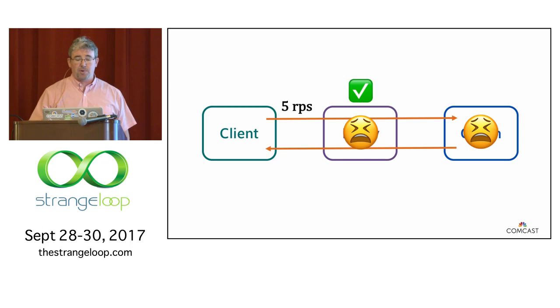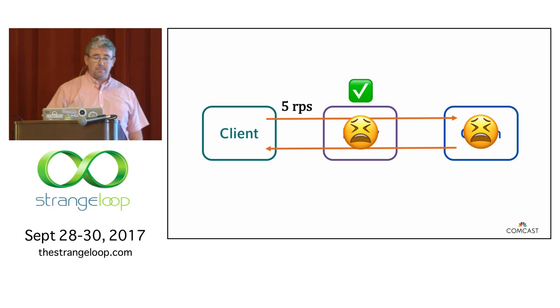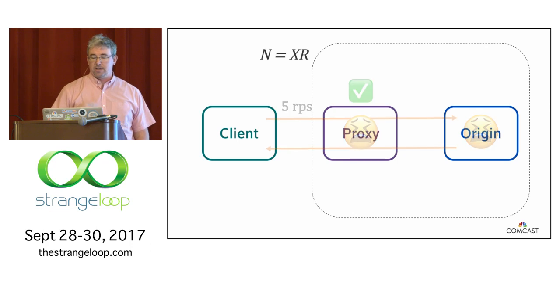So what's the problem here? The problem is that the rate limit doesn't actually push back on the client when the origin is having a problem. Okay, and so let's look at an alternative.